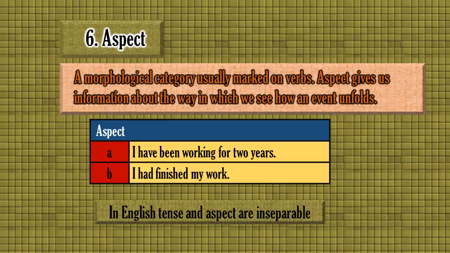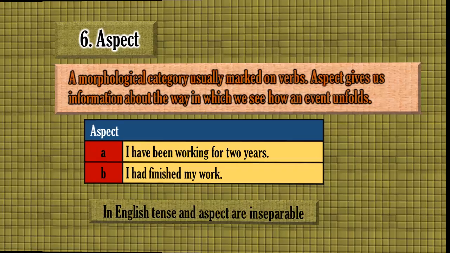But in B, I had finished my work. In this sentence, the action started in the past and ended in the past. So there is no continuation to the future or to the present. It is therefore that in English, tense and aspect cannot be separated. They go side by side in grammar.